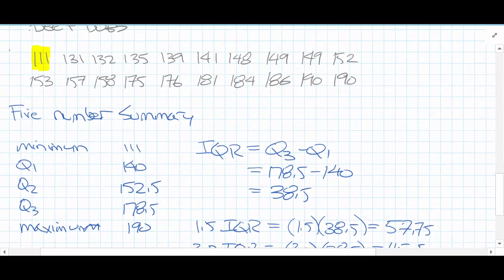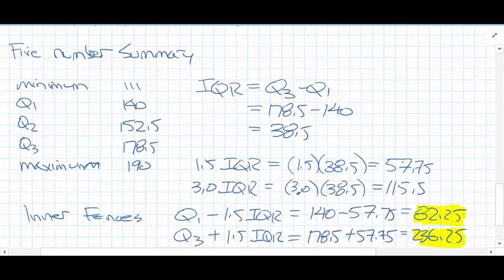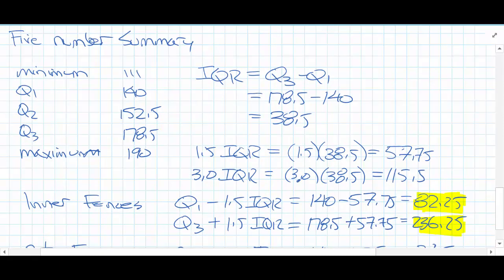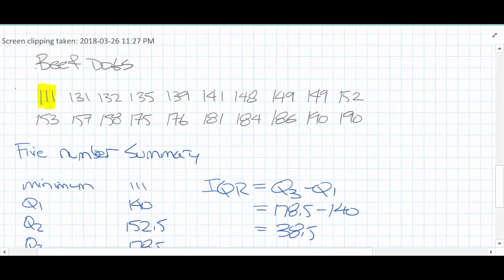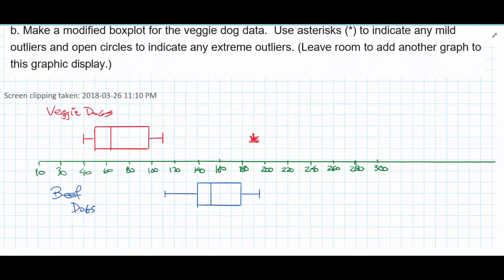The largest value is 190, so there are no outliers, because 190 once again is less than the inner fence above Q3. So I can just go ahead and create a box plot for this then. So there are the two box plots.